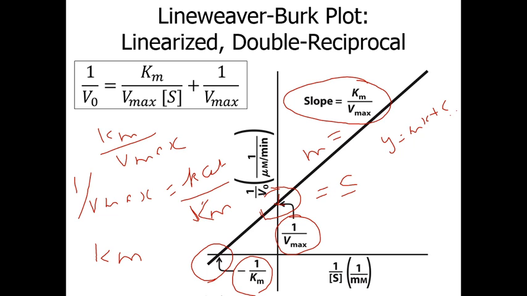Lineweaver and Burk first obtained this kind of double reciprocal plot because in those days, plotting a nonlinear least square fit was extremely difficult. Computer programs were not accurate, although nonlinear least square fits are statistically more accurate as compared to linear plots.